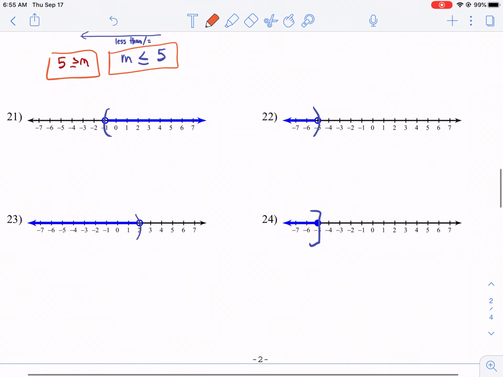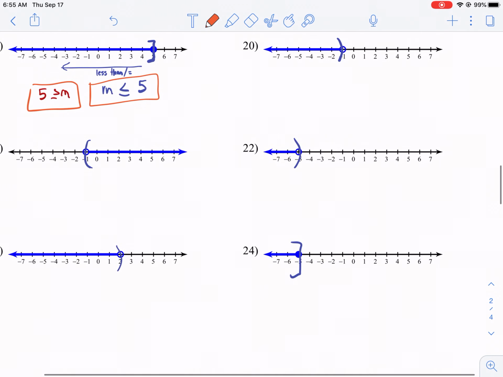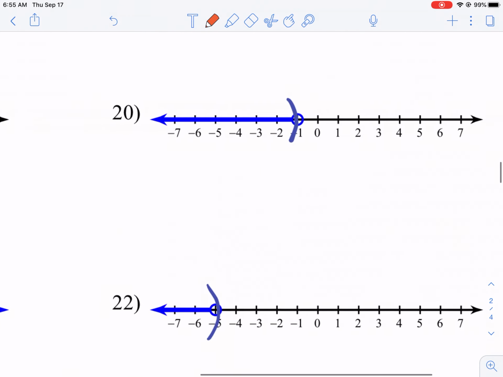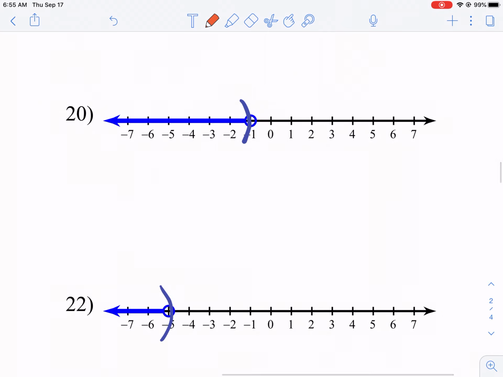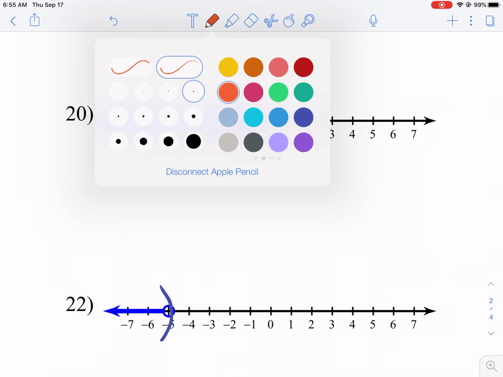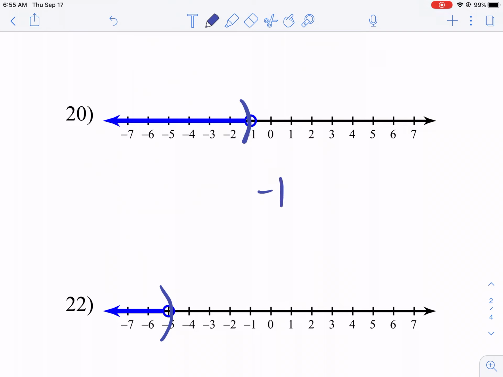Let me do one more of these, and I think you guys got it. Here, number 20 is good. So number 20, we have -1, so you're going to write -1 here. Now we need to figure this out in relation to the variable. Well, it's an open dot in this case. We already discussed this. It's going to be a parenthesis, all right? So that means we're not doing or equal to.